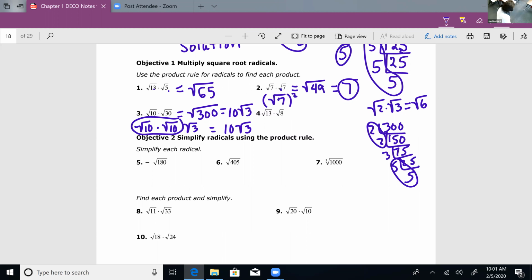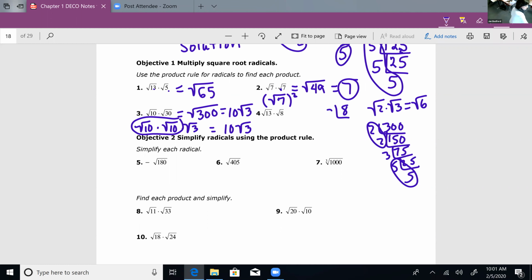Okay, so on number 4, we got square root of 13 times the square root of 8. Now, I know they don't have anything in common, and I can multiply them together if you want to do that. But I notice, is 13 a prime number? There's no way that, I mean, that guy's just still going to be there, because 13 isn't going to go into 8 evenly. And I'm going to have a square root of 13 for sure. But maybe the square root of 8, I could simplify a little bit. How can I do prime factorization on 8?